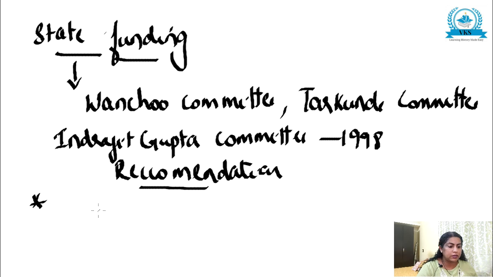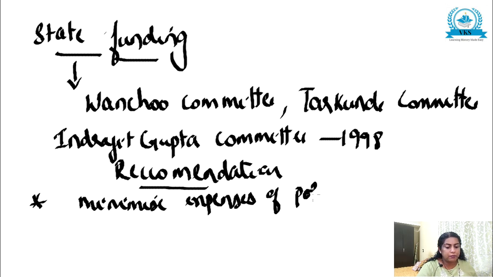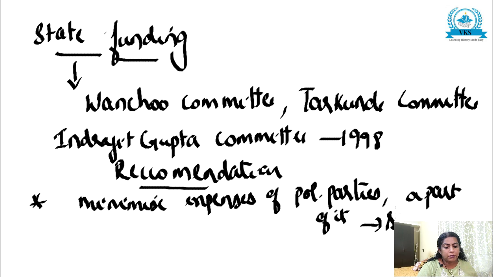So the first recommendation, to minimize election expenses of political parties, a part of it will be borne by the state. That is the first recommendation. Political parties will have a lot of expenses during election. To minimize that, a part of it will be borne by the state or taken by the state.